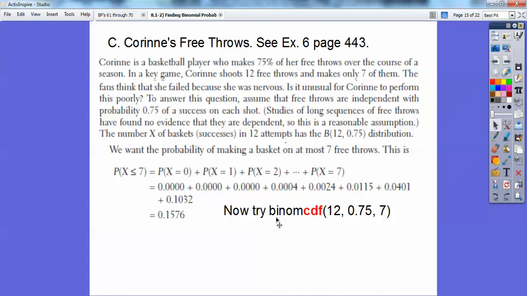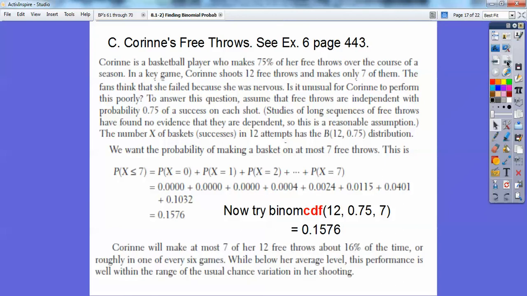Write this down. Tell them what you're doing on your AP test. Write down binomial CDF: 12 comma 0.75 and then 7, and you plug that in, and you're going to get still the same number, roughly a little under 16%. Make sure you answer it in the context of the problem.